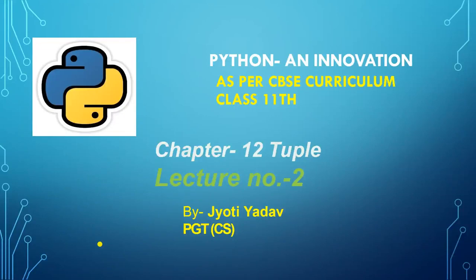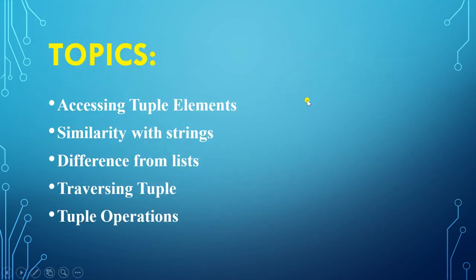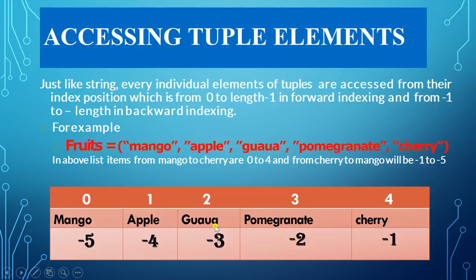Hello 11th class. This is your chapter 12 tuple lecture number 2. In the previous class we learned how to create a tuple and how to access the elements by using for loop and while loop. Now in this class we will learn accessing tuple elements, similarity with strings, difference from strings, difference from list, then traversing tuple, then tuple operations.